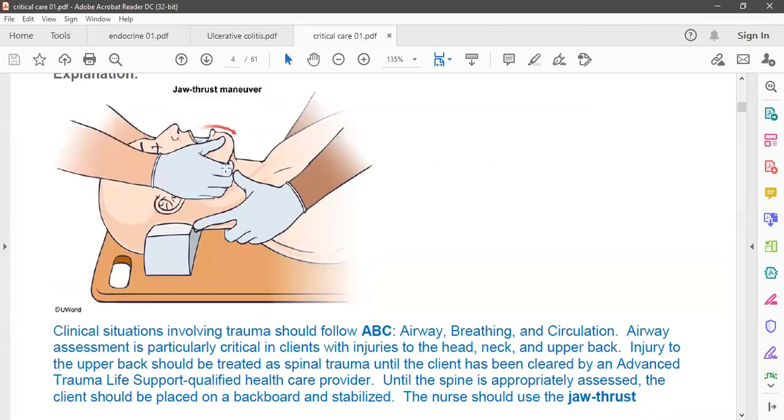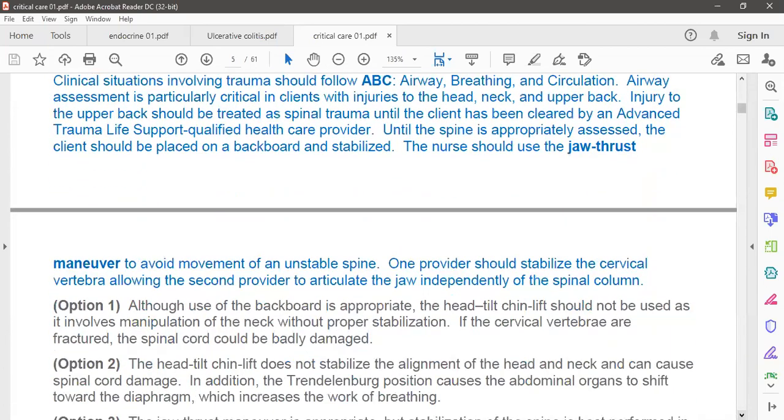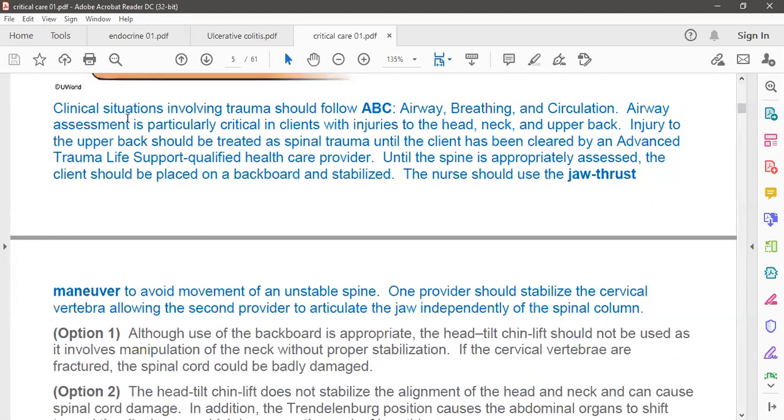This is the jaw line, right? The jaw line is extended and pressure is applied a little bit here. Keep in mind, the carotid artery is there as well. So let me read their explanation, which can help us understand and gather more information. A clinical situation involving trauma should follow the ABC rules. A stands for airway, B stands for breathing, C stands for circulation.